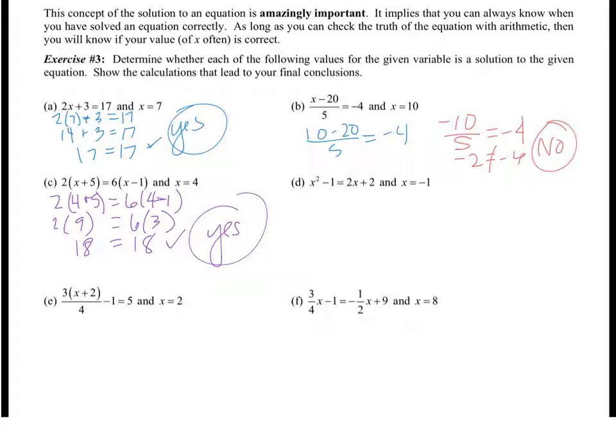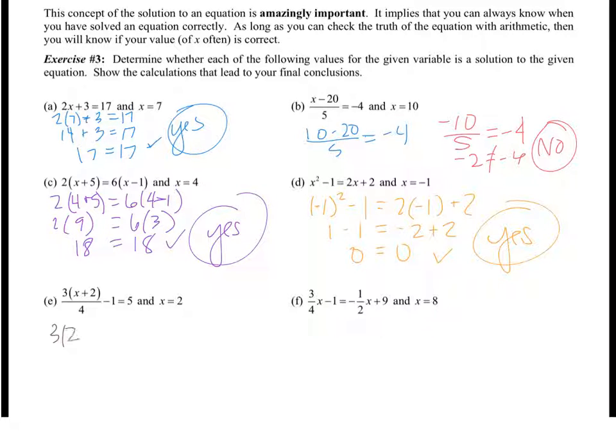Next one. Negative 1 squared minus 1, is that equal to 2 times negative 1 plus 2? Well, negative 1 squared is 1, because that's negative 1 times negative 1. And 2 times negative 1 is negative 2. So now I have 0 equals 0. So yes, it's true.